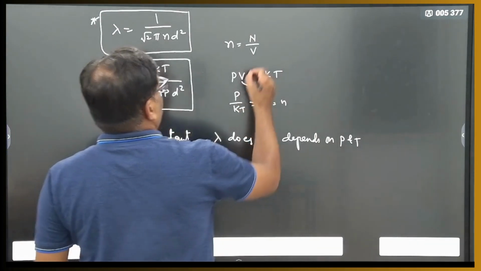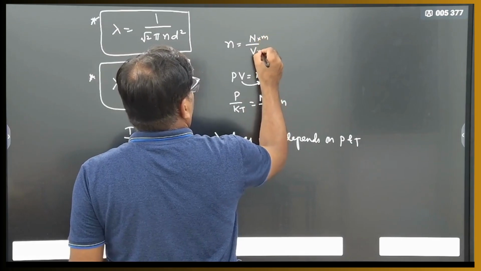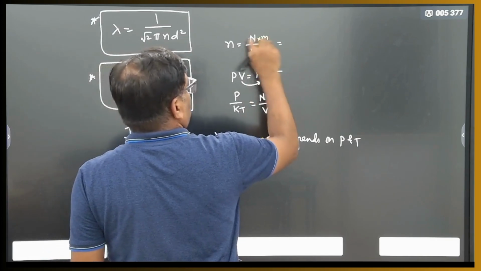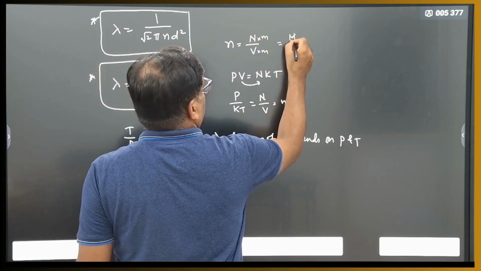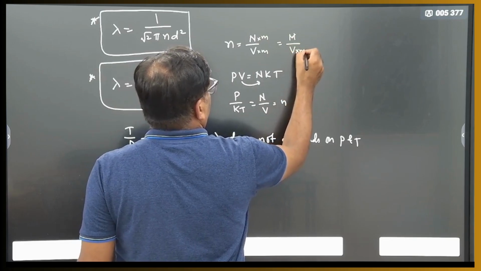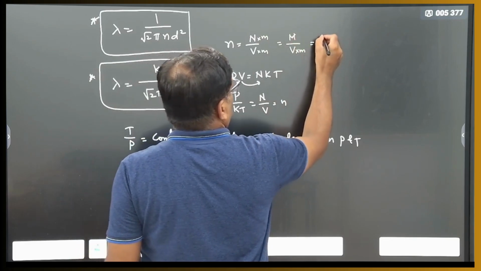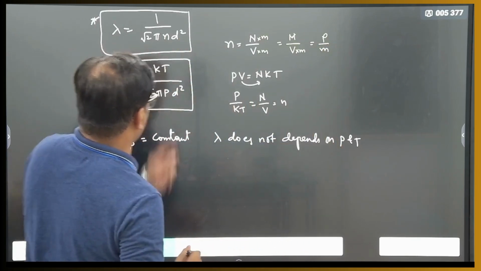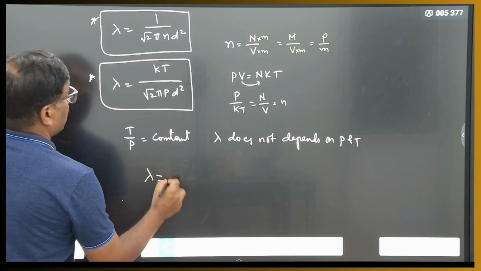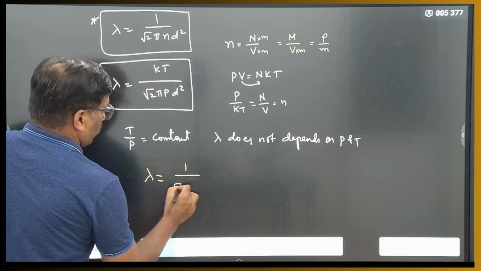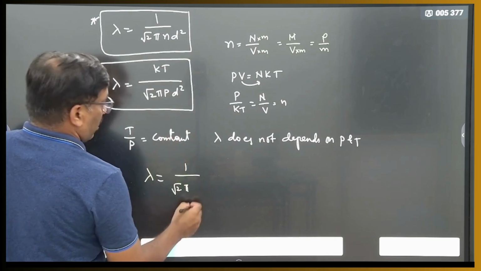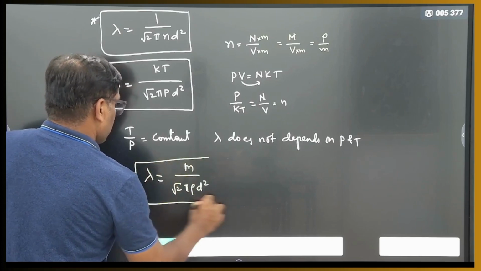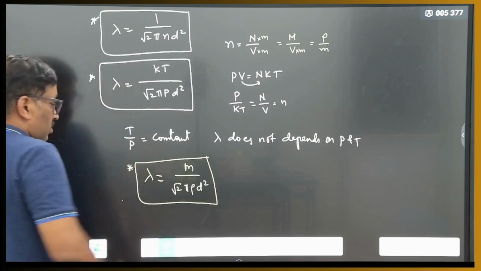So again, mean free path we can rewrite it as one more formula. If I multiply with mass m, mass of each molecule into n, number of molecules, that means total mass by volume. Mass per unit volume is nothing but density. Clear? So here we can rewrite it as mean free path, it will be equal to 1 by square root of 2 into pi, n value is nothing but density by mass into D square. Clear? So in this also you can write it now.